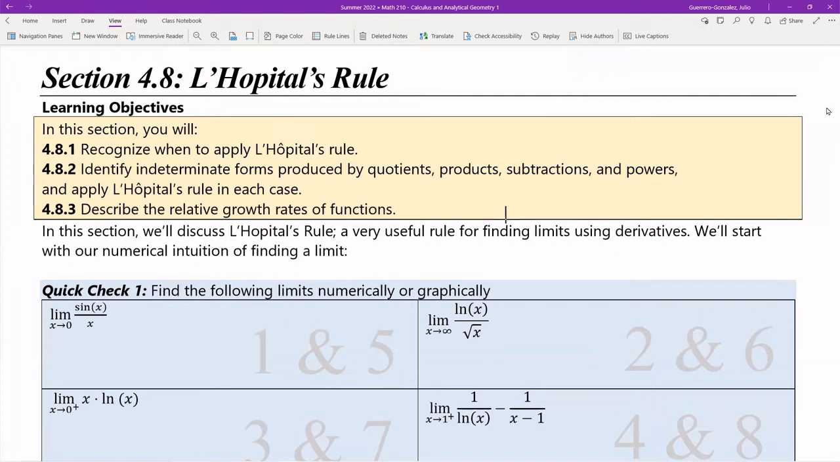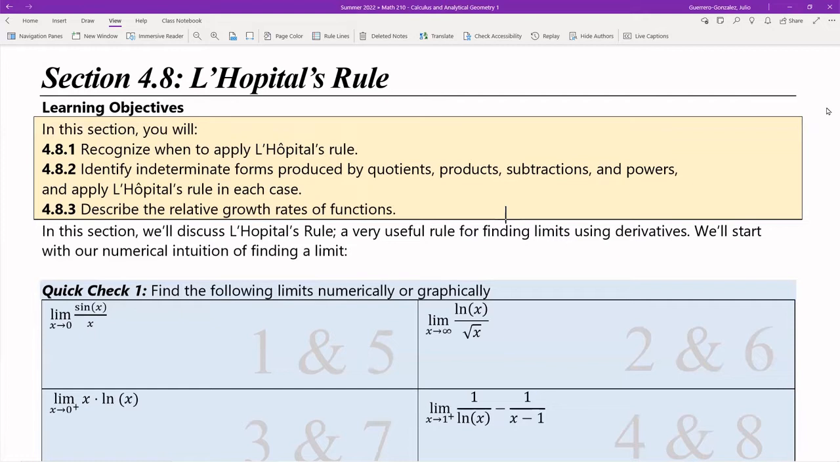We're going to take a step back toward limits, okay? But we're going to use derivatives a lot in this section. Even though we're stepping back, this is an application of the derivative. So in this section, we're going to be doing what's called L'Hopital's rule.